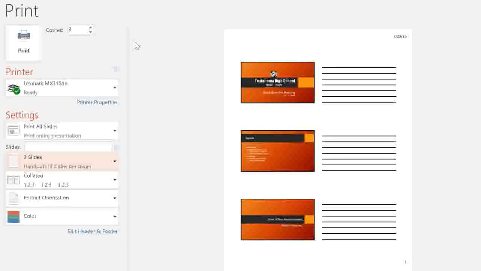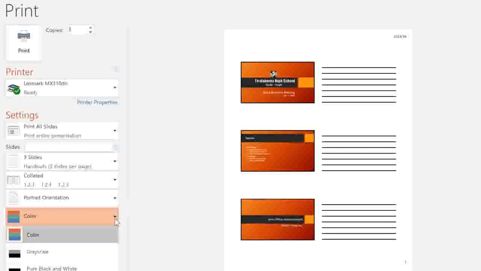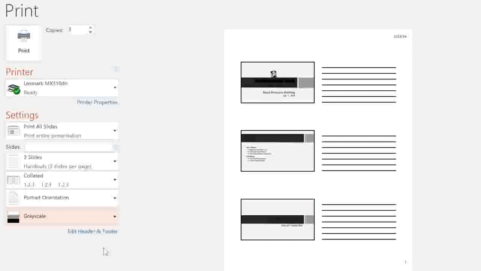One of the last things I'm going to do is switch from full color to grayscale, which can really save on printer ink. When you're ready, go ahead and click the Print button at the top of the pane. And now you just have to wait for your presentation to finish printing.